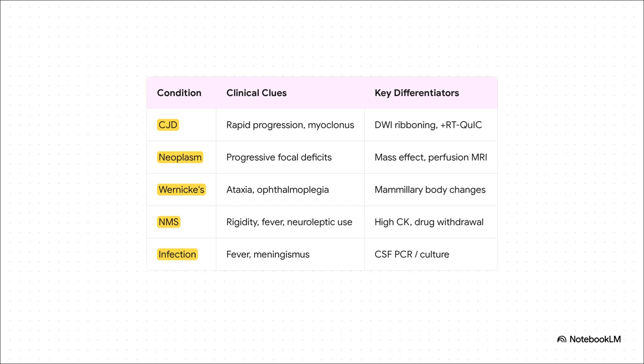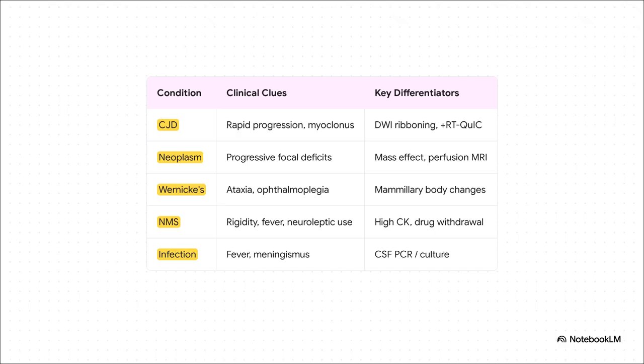For Creutzfeldt-Jakob disease, or CJD, you're looking for that classic cortical ribboning pattern on the DWI sequence, and you need to send the CSF for the highly specific RT-QuIC test. You always have to consider Wernicke encephalopathy in any patient with risk factors like alcohol abuse or malnutrition. Look for that characteristic bright T2 signal in the mammillary bodies and medial thalami.